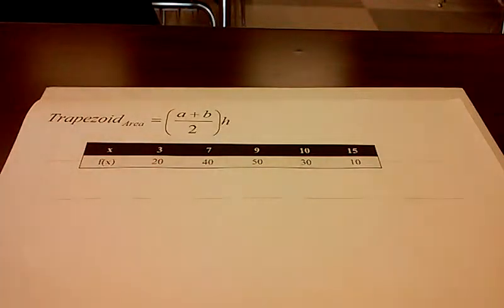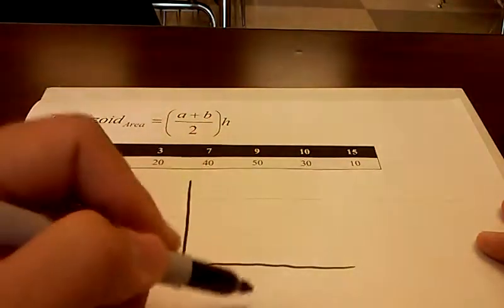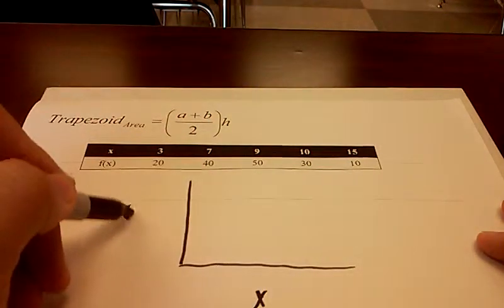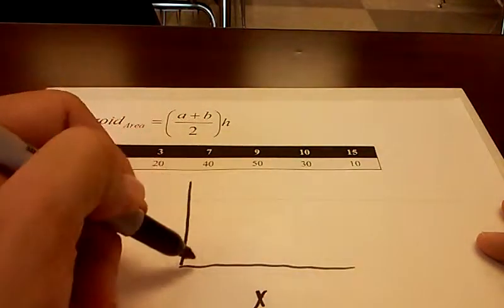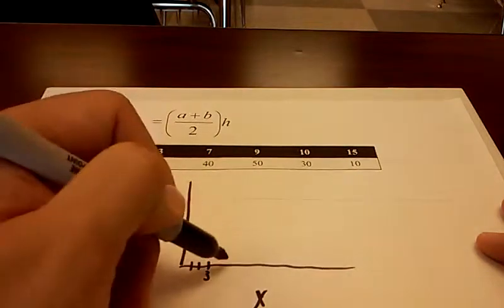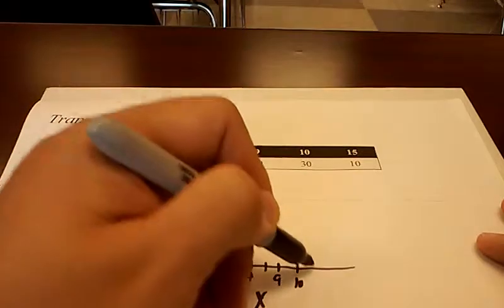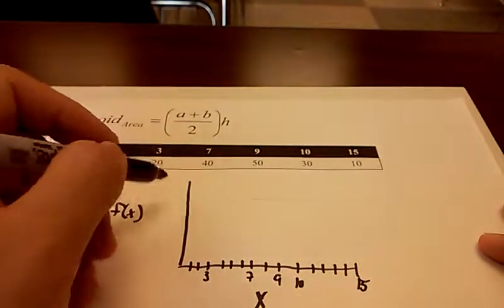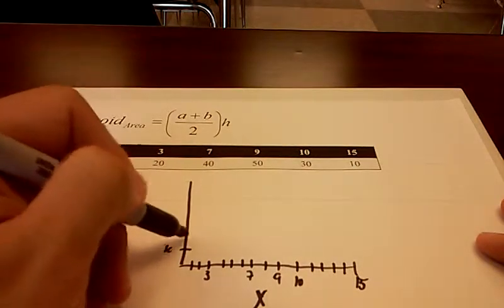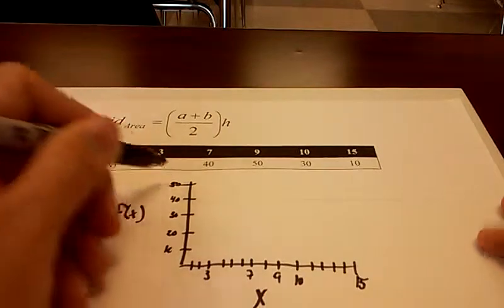However, we could try to map this out to get an idea of what this looks like. So I'm just going to draw a coordinate grid. It doesn't have to be perfect, and obviously x goes there and f of x goes here. Notice that my x values are going to go from 3 to 15. So I'm going to go 1, 2, 3, 4, 5, 6, 7, 8, 9, 10, 11, 12, 13, 14, 15. And my f of x values go up by 10: 10, 20, 30, 40, and 50.